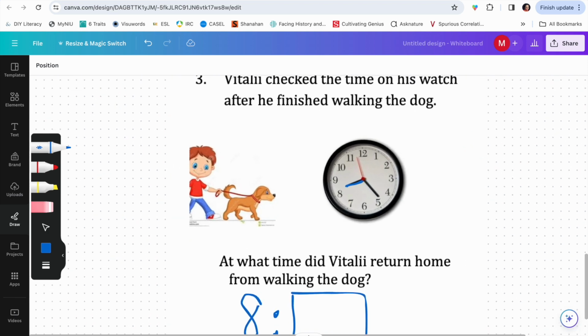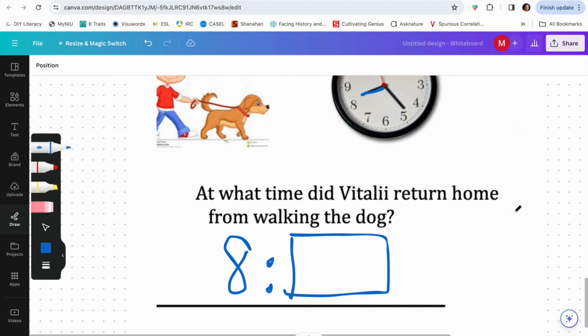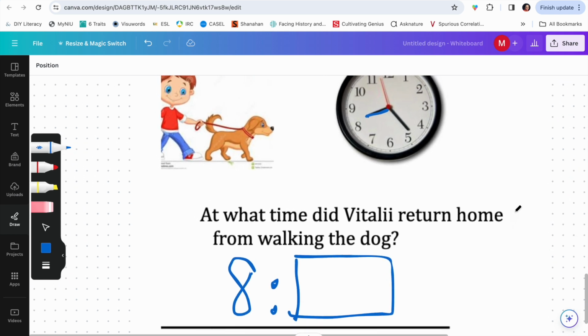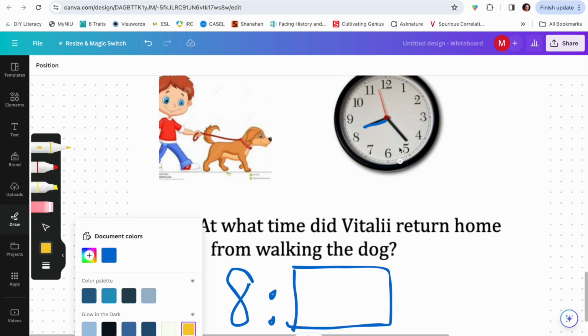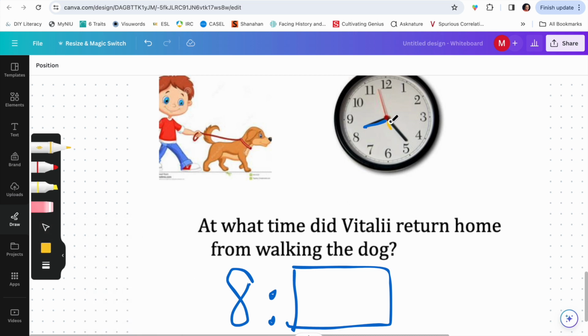Our minutes are going to be given to us by the long hand. So we have shorthand in blue. I'll put our long hand in yellow. You can see the long hand is not touching the 4 and it's not touching the 5. It's just a little bit before the 5. So let's count by 5s and figure out what we're dealing with here for the minutes.